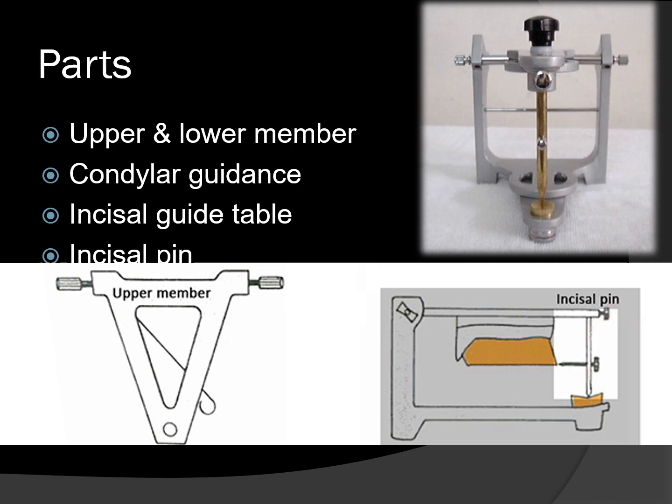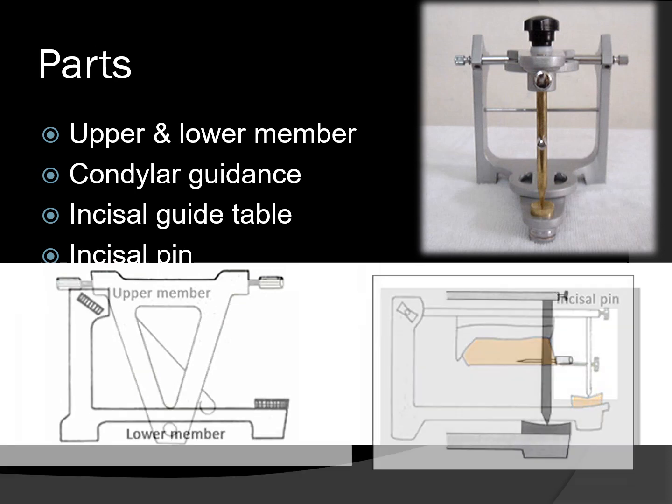And posteriorly you can see there are condylar elements projecting out from either side, and these articulate with the condylar guidance of the lower member. Now the maxillary cast is attached to the upper member during articulation. Next is the lower member.